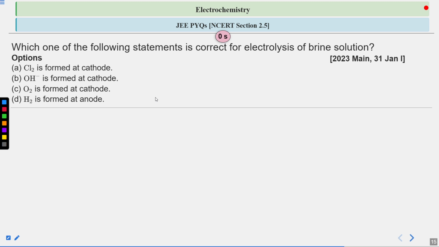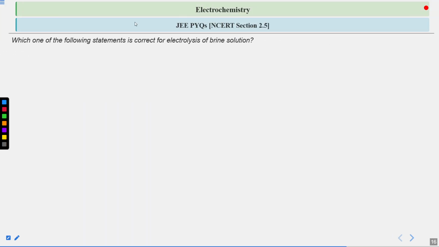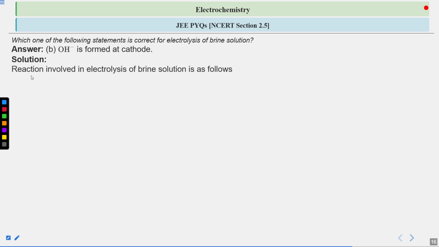Okay, let's see. So for the given question, the correct answer is option B, that is hydroxyl ion, OH negative, is formed at the cathode electrode. So now the reactions involved in the electrolysis of brine solution.